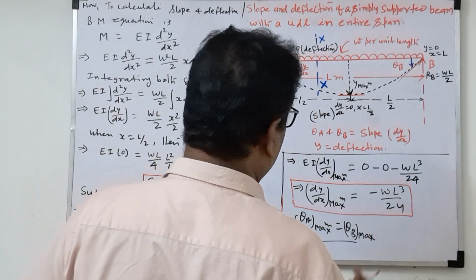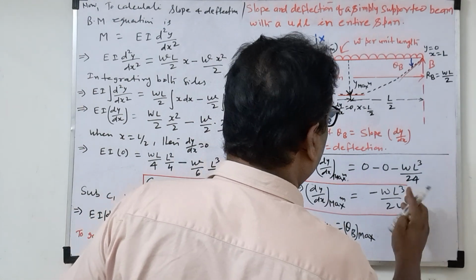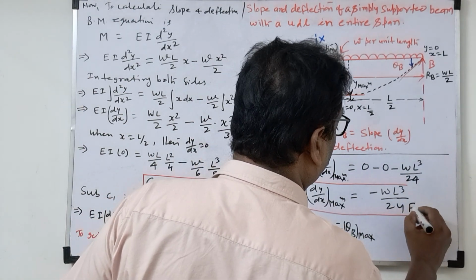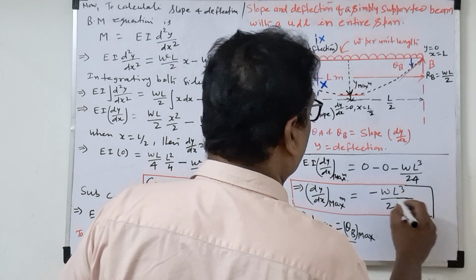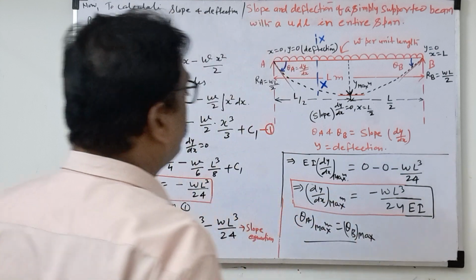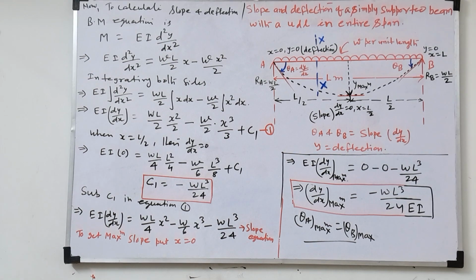Then here what we have to write? Because this EI is there, so this EI will come here: 24 EI. E is Young's modulus, I is moment of inertia. So this is the maximum slope we know now: WL cube by 24 EI. Now we have to integrate again, and we'll go to the deflection.